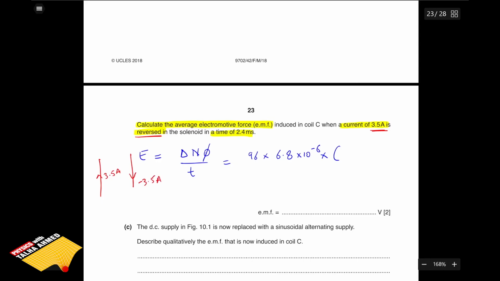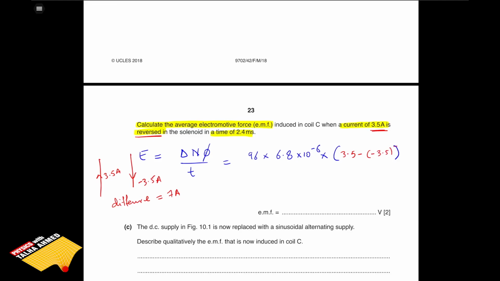But since they are reversing the current, it's the current flowing of 3.5 amperes in one direction and then it goes in the opposite direction. So, what is the difference between these two currents? Well, it's actually going to be 7 amperes since they are in the opposite direction. So, the difference between 3.5 and minus 3.5 is 7 amperes. And I'm going to do that calculation in brackets for I.